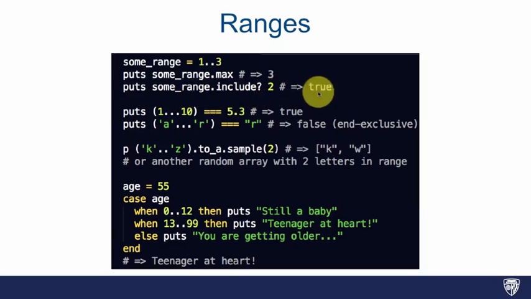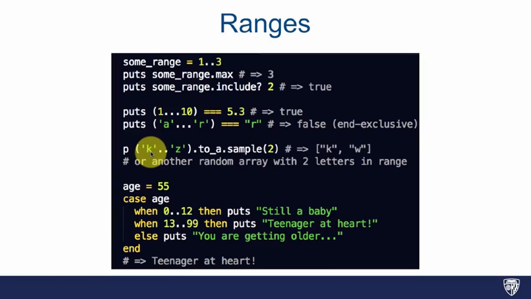Sure, it does. Now, here's our little friend, the triple equals. There's the range of 1 through 10, really 1 through 9 because it's 1 through 10 exclusive. Does that include 5.3? Sure, it does. Does the range of A through R exclusive include R? It does not because it's end exclusive, because there are 3 dots here. It does not include R.